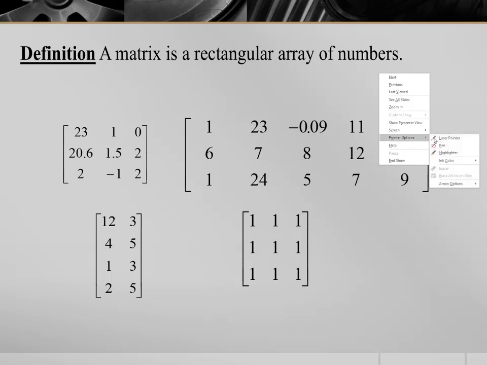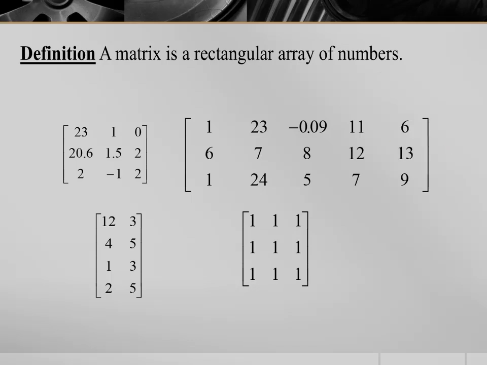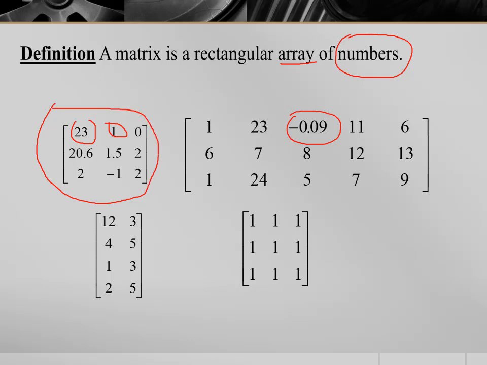Let me get a pen here. See here, these are numbers, 23, 1, this kind of numbers. The second part is array. Not just one number, but a bunch of numbers. So a matrix is a rectangular array. This is a matrix. It has numbers, then array, and it is rectangular.